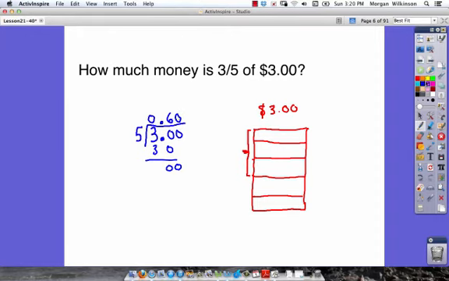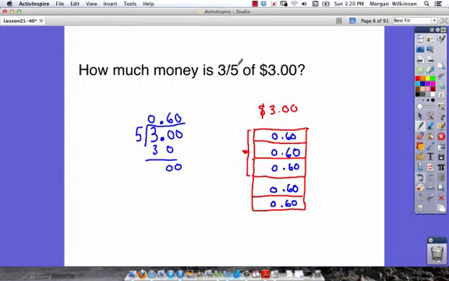So that means 60 cents will go into each box. We'll put 0.60 each time. Whoops, 0.60. 0.60 all the way down. 60 cents all the way down, because we know 60 cents times 5 must be equal to $3.